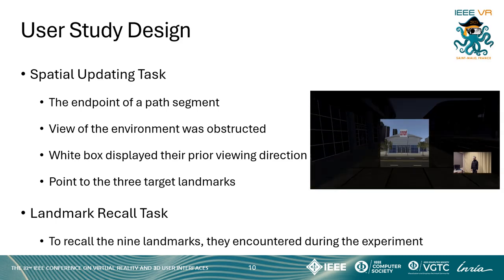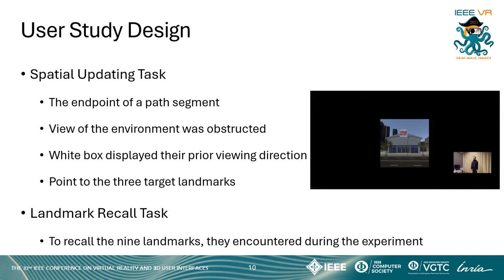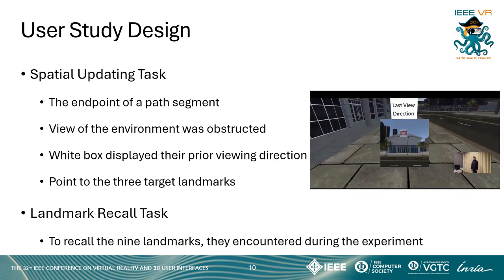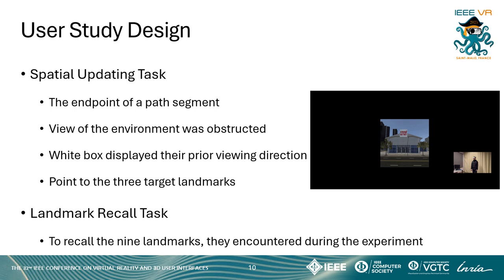The spatial updating task was conducted while the user wore the VR headset. It was performed each time the participant reached the endpoint of a path segment. At this point, the participant's view of the environment was obstructed, and a white bar displayed their prior viewing direction. The participant was then required to point to the 3 target landmarks. The landmark recall task was conducted after the participant removed the VR headset. They were asked to recall the 9 landmarks they had encountered during the task.